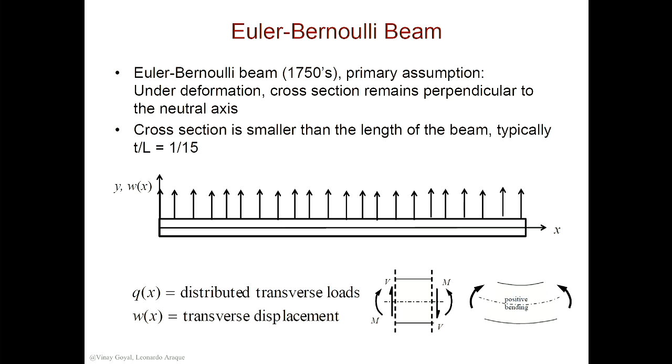This is the assumption that Euler Bernoulli made, where the normal remains normal after deformation. So basically the cross-section remains normal to the neutral axis after deformation. That assumption is really true for very long beams. So if you have very long beams, in the order of t over length of 1/15 or so, that's a good assumption. Okay. And then we looked at how the distributed loads get reacted by a moment and a shear also.